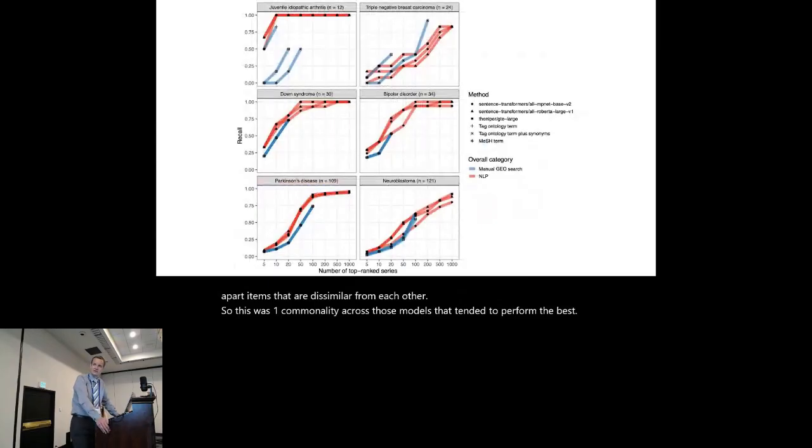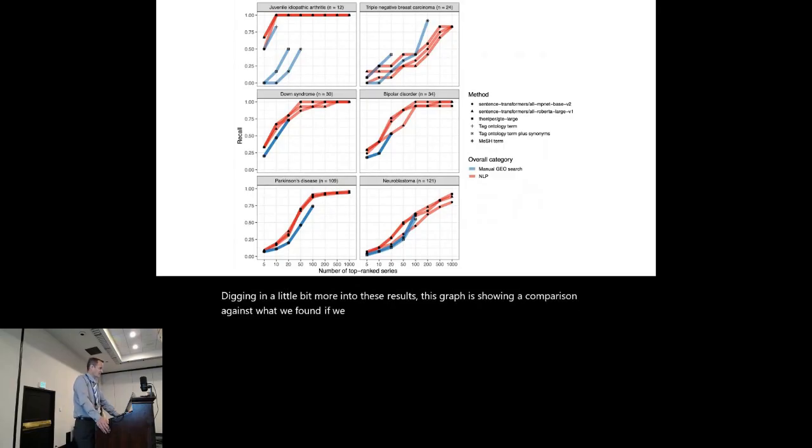Digging in a little more into these results, this graph shows a comparison against what we found if we did a GEO search using the GEO search tool itself. We did 3 different variations of that. I won't go into the details, but we do have a preprint if anybody's interested.